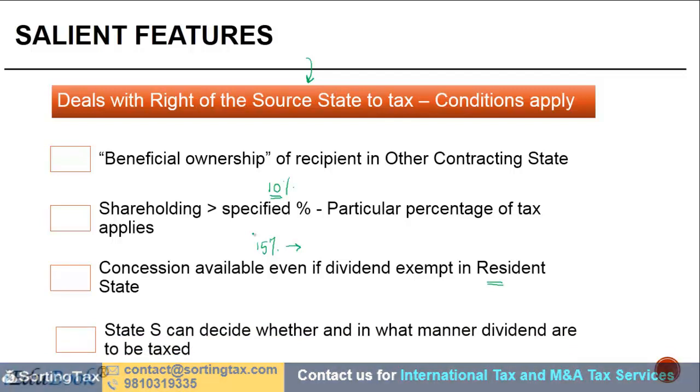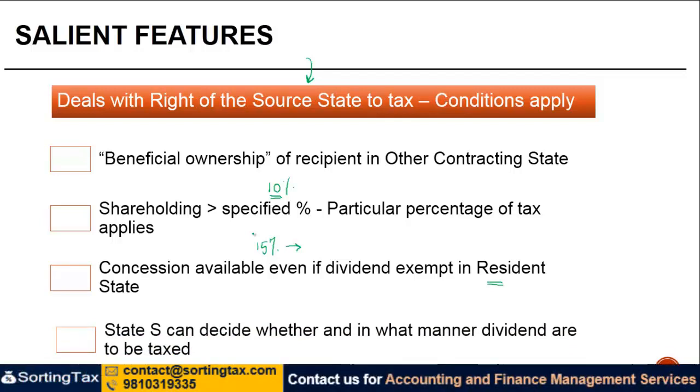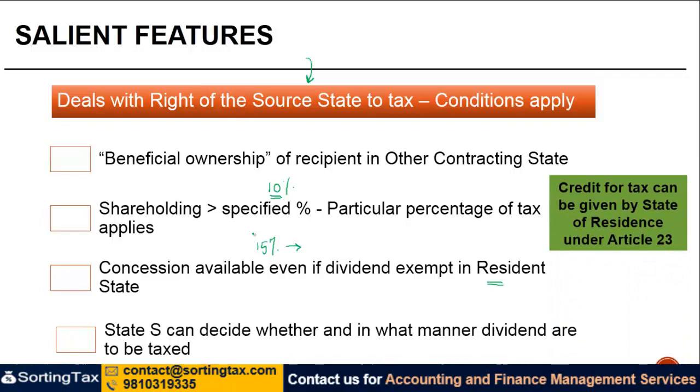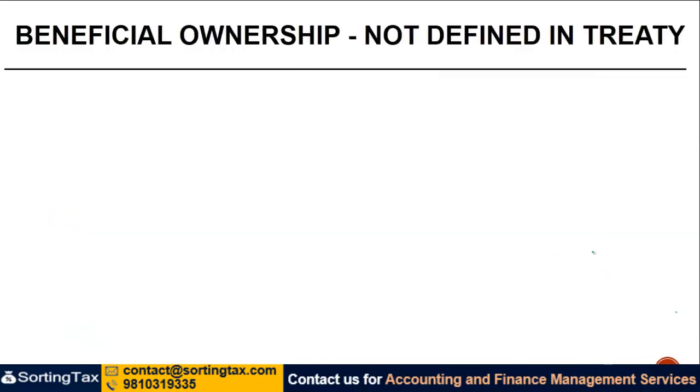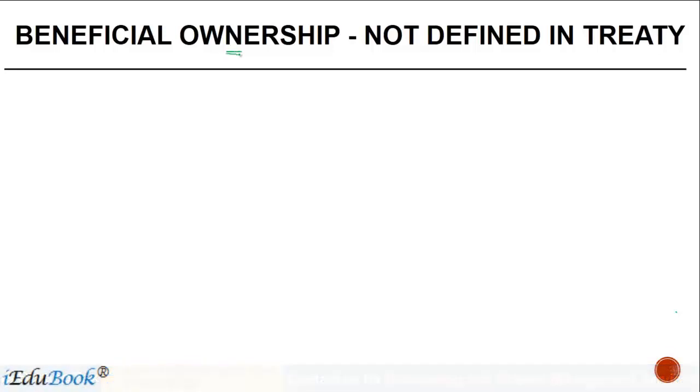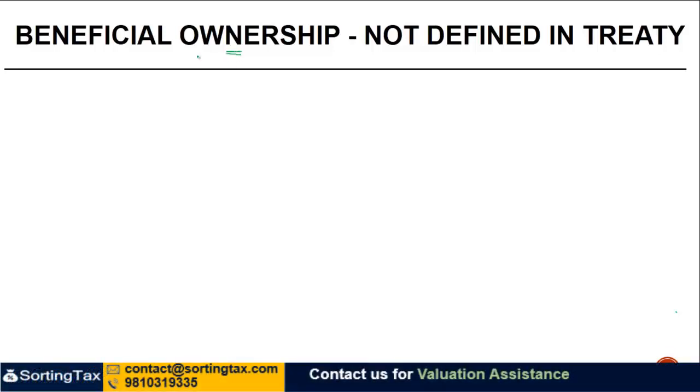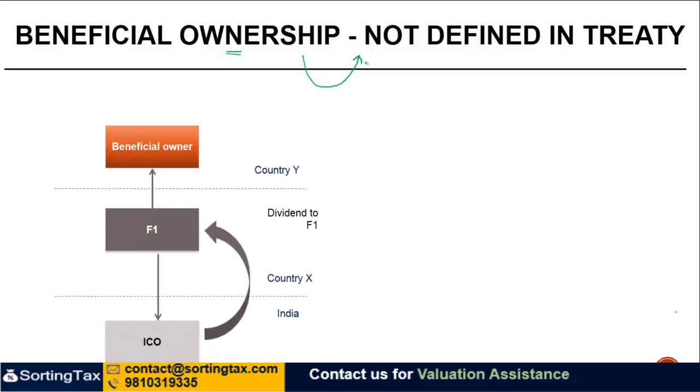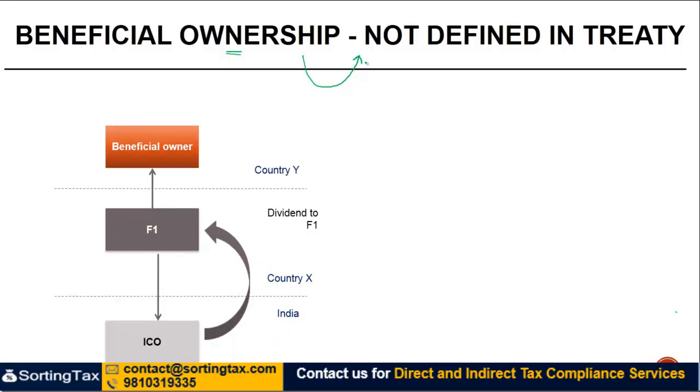And states can decide whether and in what manner the dividend are to be taxed. But if the state of source levies certain taxes, the credit for that tax has to be given by the state of residence in accordance with the provision of Article 20. We had looked at the beneficial ownership, that if the beneficial ownership exists, then the reduced rate of taxation would apply. What is the meaning of beneficial ownership? This term is actually not defined in the treaty. But let us try and see some examples to understand this a bit more.